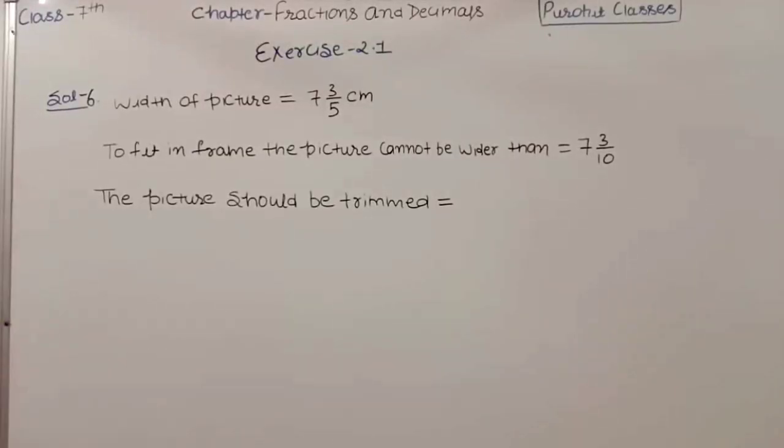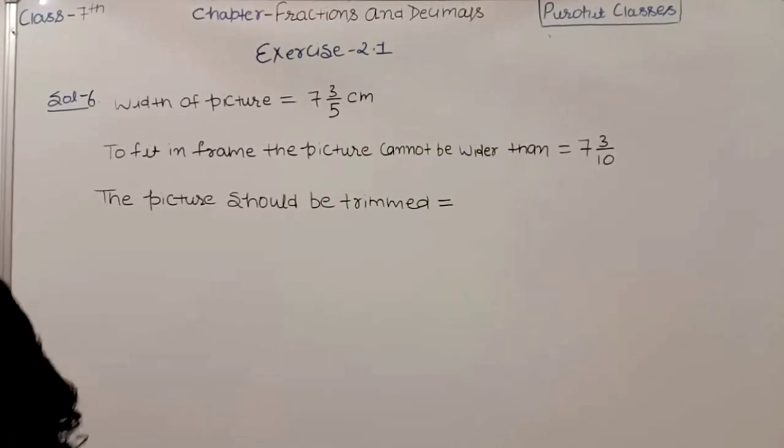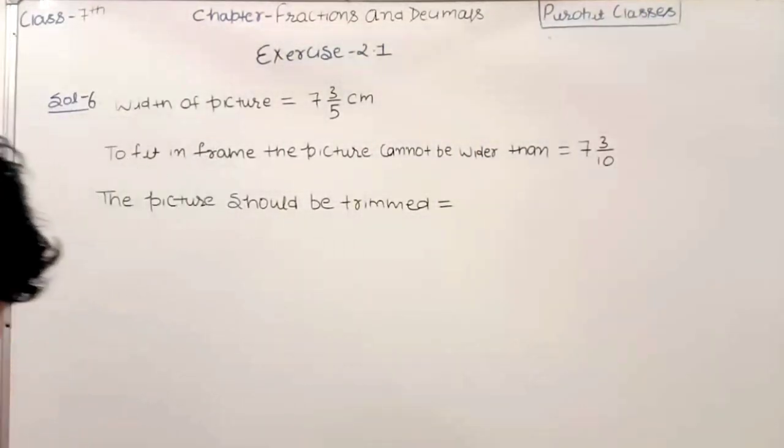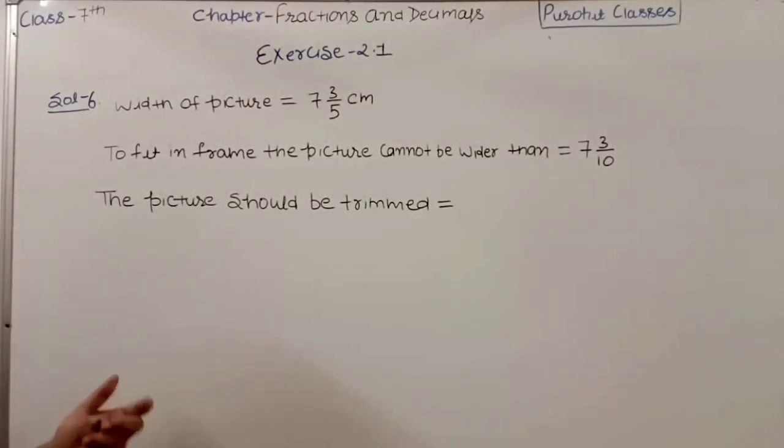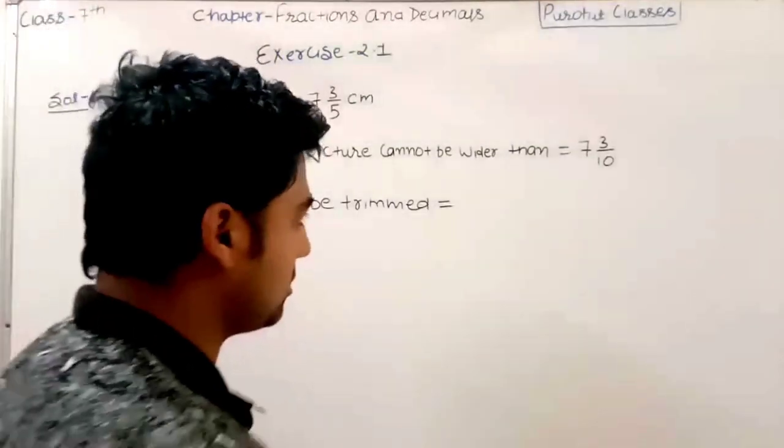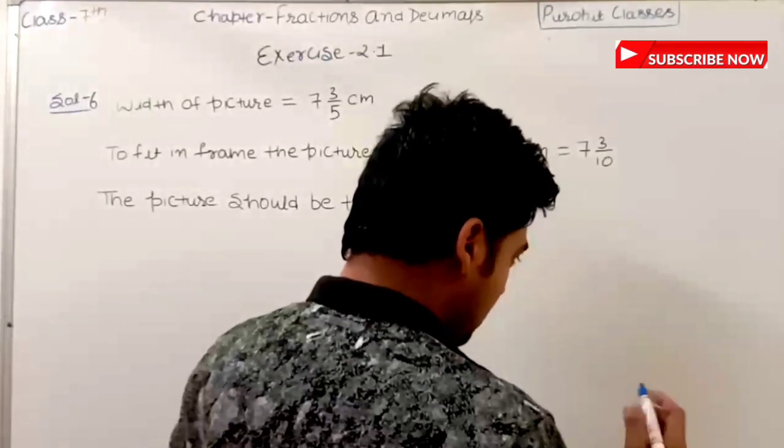Now let's see the next question, that is question number 6. It says Salil wants to put a picture in a frame. This picture is 7 whole 3 by 5 centimeter wide. To fit it in the frame, the picture cannot be more than 7 whole 3 by 10 centimeter wide. How much should the picture be trimmed? Trimmed means to cut. So this is this kind of question.